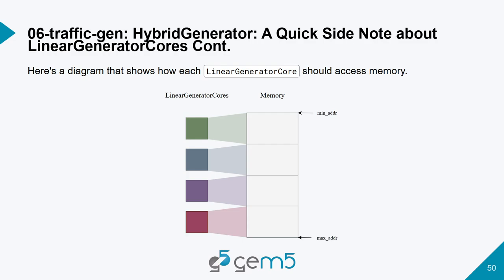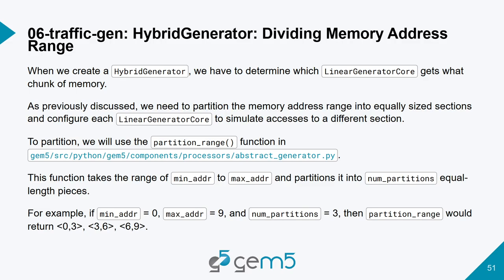Here's a diagram to show how it will look visually. Here you can see the linear generator cores on the left, they're configured to simulate accesses to one chunk of the given memory address range, and all of these accesses are happening in parallel, so each linear generator core is doing their accesses in parallel. When we get to the code, we'll be using a function called partition range. You can find this function in abstractgenerator.py, which was shown earlier, but we will get to this later.